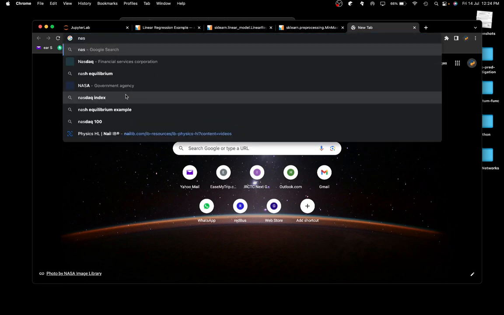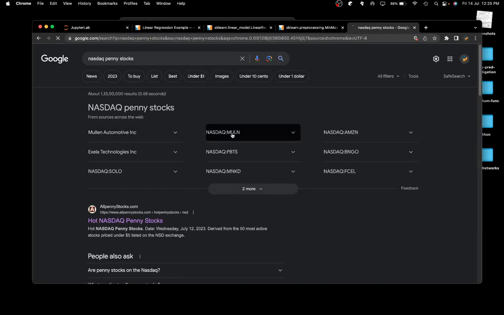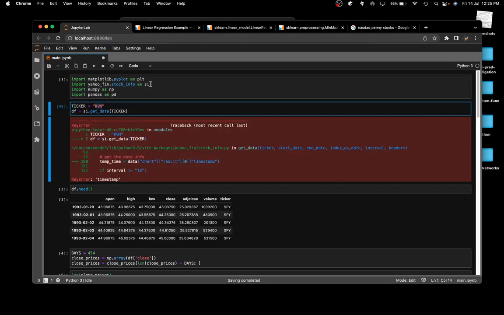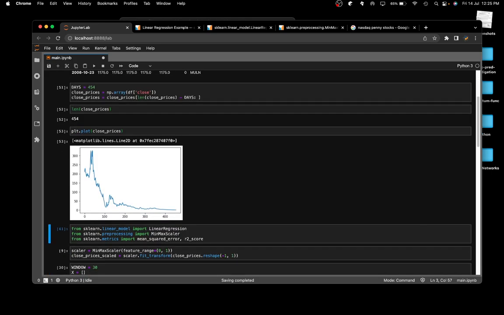I don't know, Nasdaq penny stocks. I want to look at a couple of very small penny stocks. MULN, never heard of it. Let's try it out. Alright, I'm guessing it's a penny stock. I don't know if it is or not.